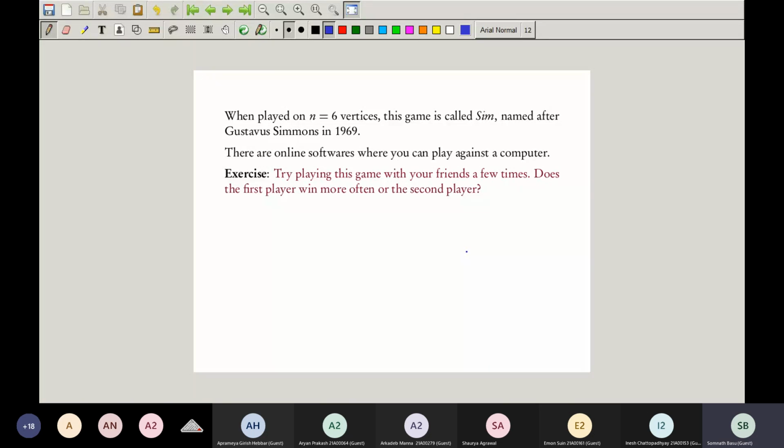So the question is, does the first player win more often or the second player? Okay? And as you might expect, the second player typically tends to win more often. I mean, one reason being he or she has to play one less move.